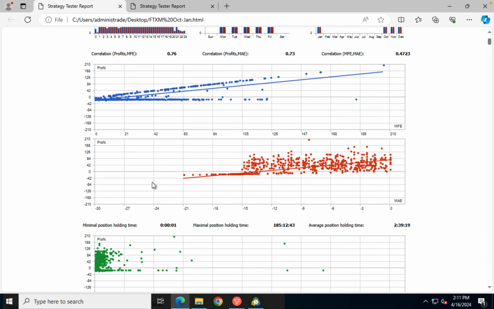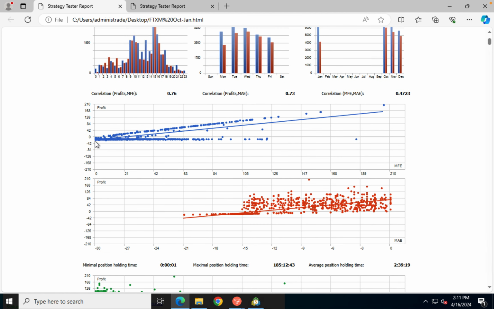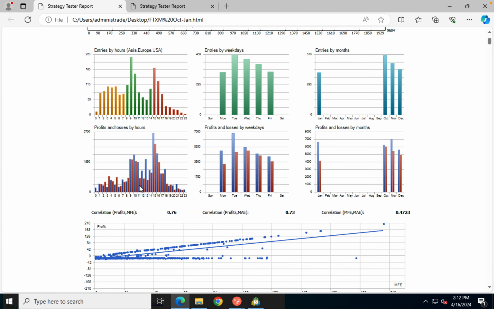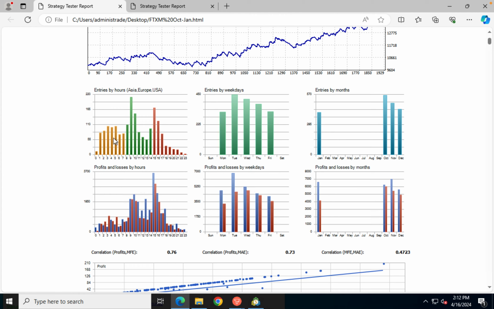So I really like these scatter plots because I feel like they give you an idea of, here's where the losses fall, right? And then here's where the wins tend to fall, right? So there's a variety. But we can see that a lot of the wins are larger than the losses, which is a good thing. And we can see the entries by hours, right? So it trades pretty much the whole session, which makes it, if you want to do this stuff manually, challenging to catch all these trades.